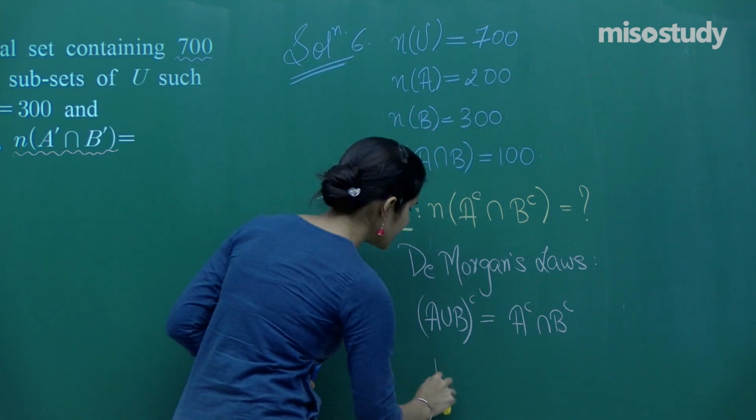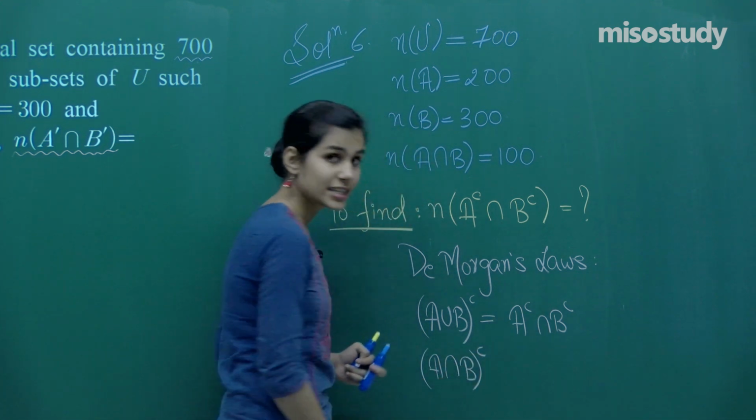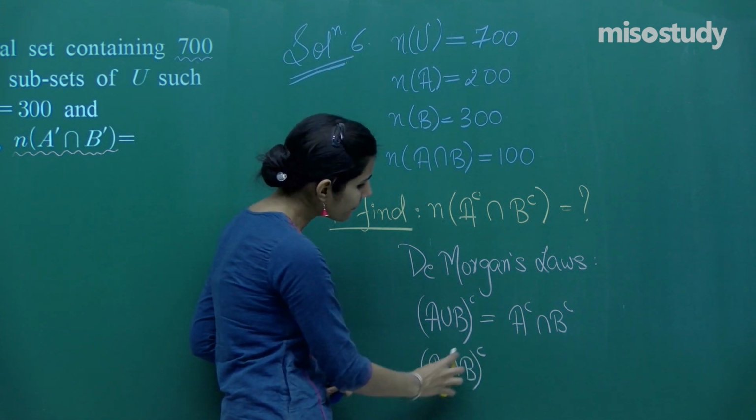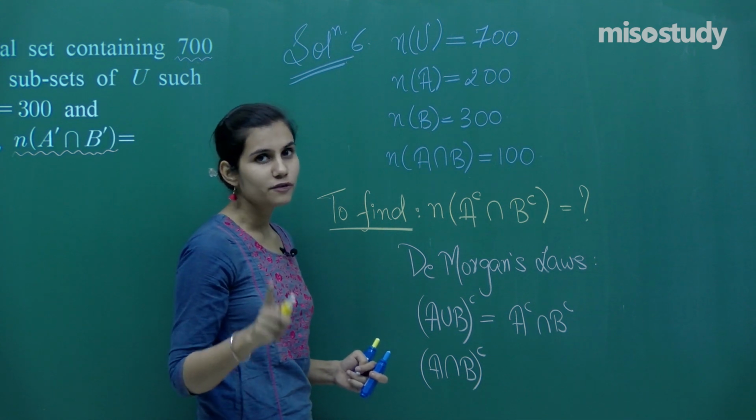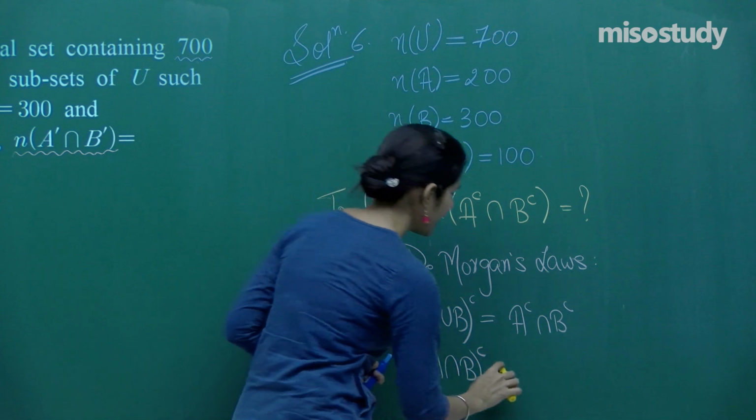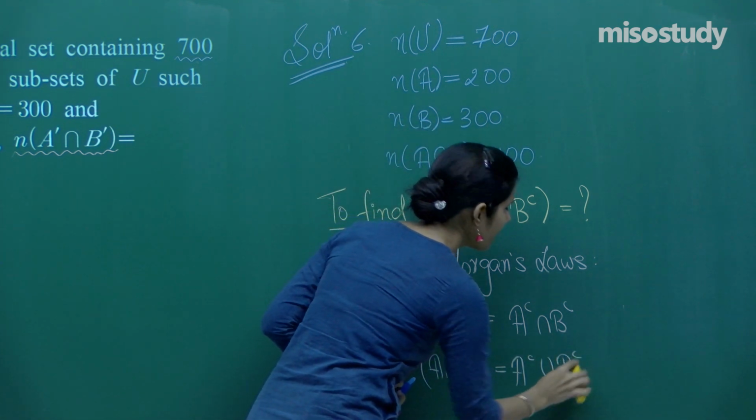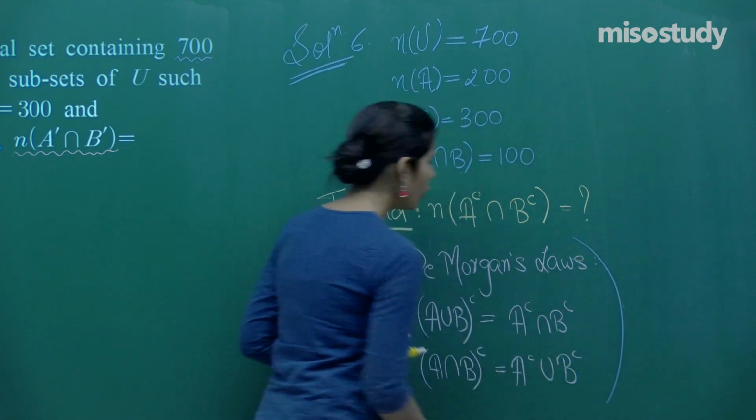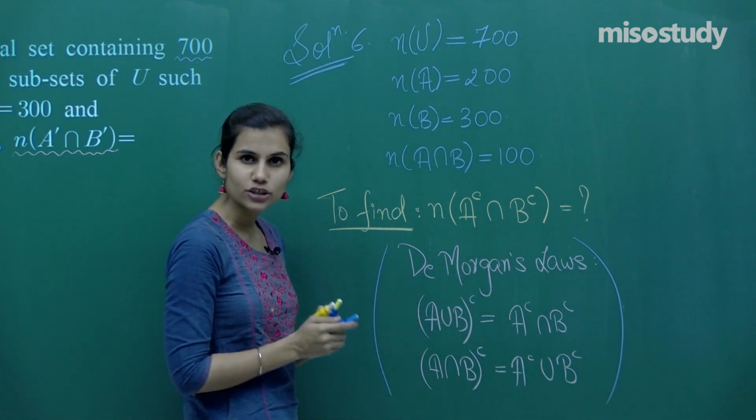The second law said if I have A intersection B and I am interested in taking the complement, then what happens is again the complement travels inside to A and B, but at the cost of changing the symbol of intersection to union. And what you get is A complement union B complement. These De Morgan's laws will be used to decode the number of elements in A complement intersection B complement.